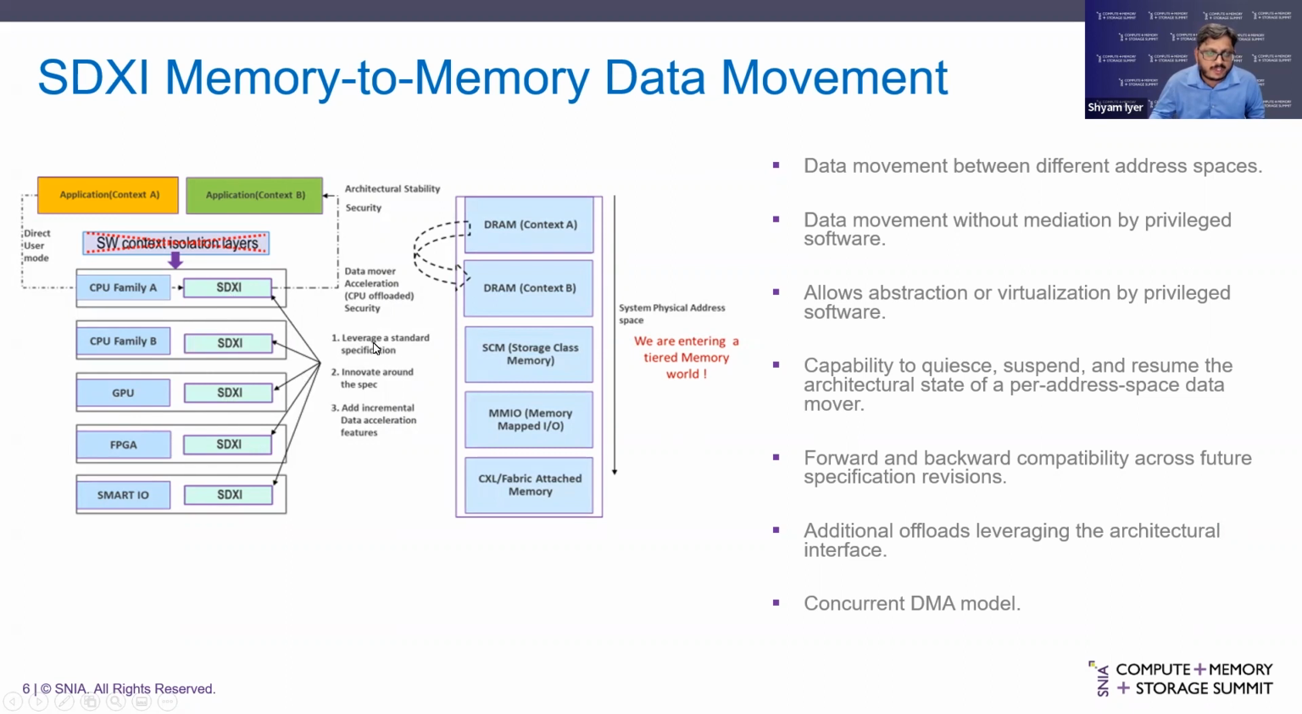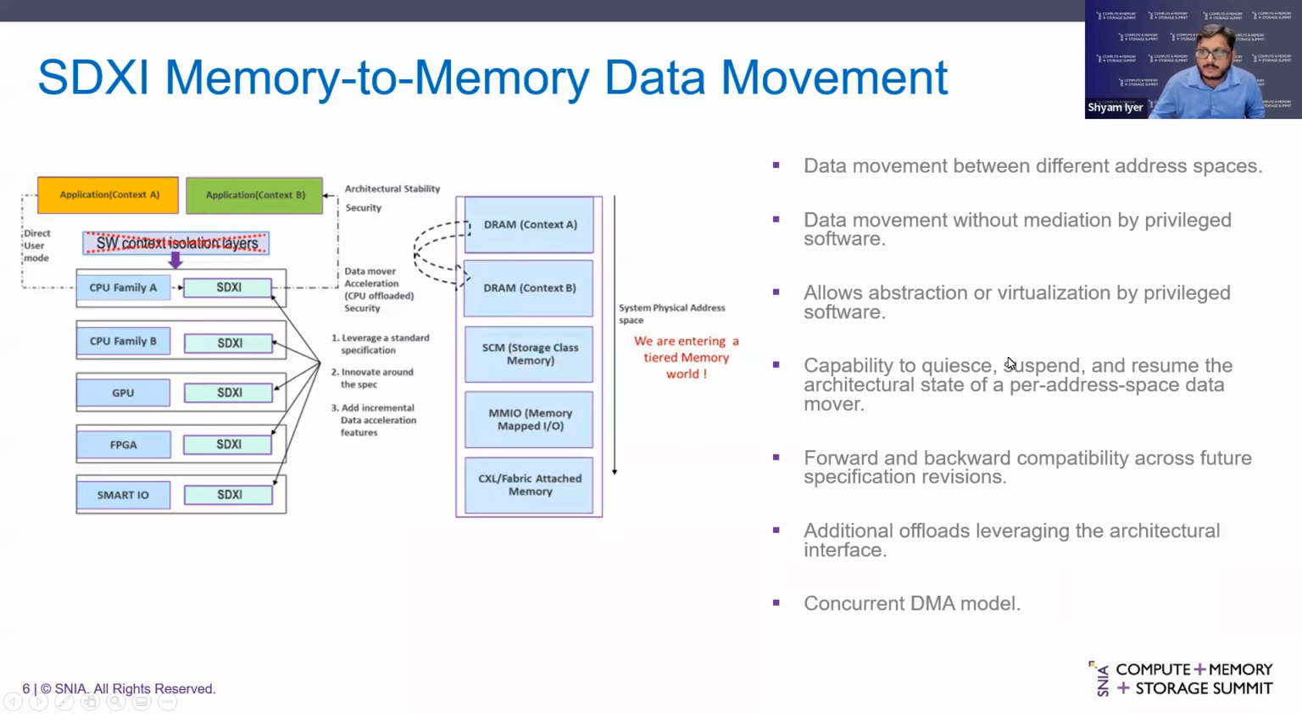The advantage is that when you build a standard like this, you can now innovate around the spec and add incremental data acceleration features. Like I said before, the data movement is also expected to be between different address spaces. You can envision them as two different applications, two different VMs, or potentially different hosts in the future, and so on. The data movement is also designed to be done without mediation by privileged software, of course, once the connection has been established. We have designed it in such a way that it allows for abstraction and virtualization by privileged software. It will have the capability to quiesce, suspend, and resume the architectural state.